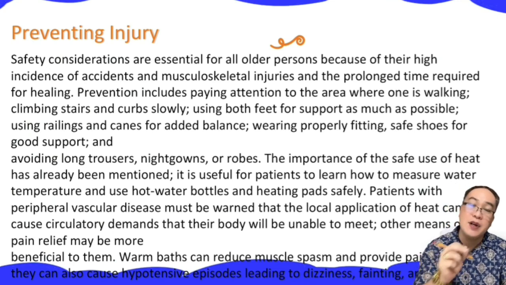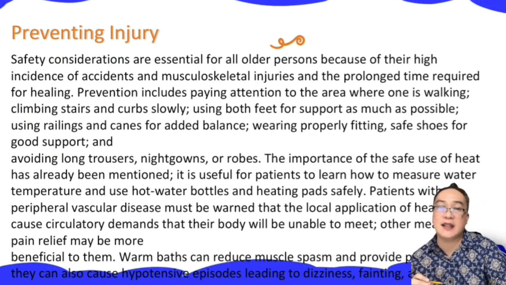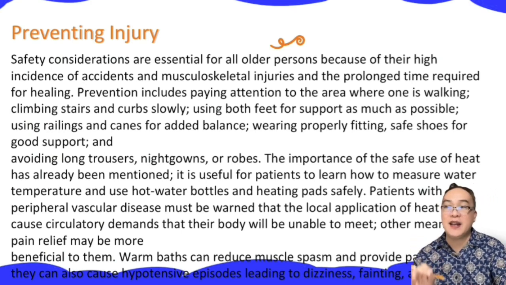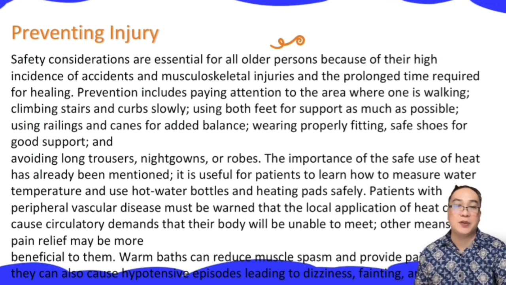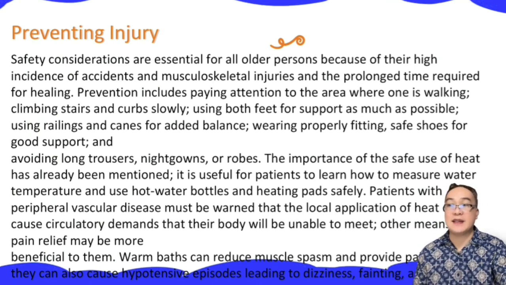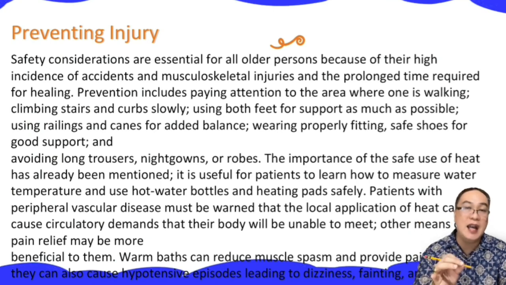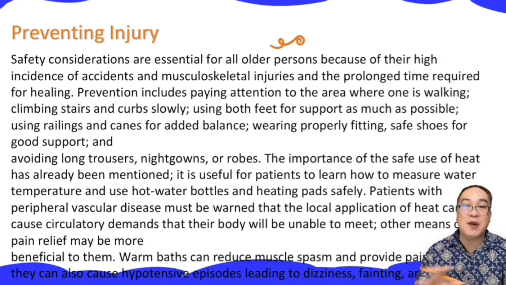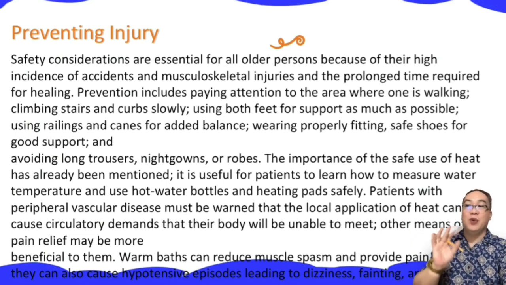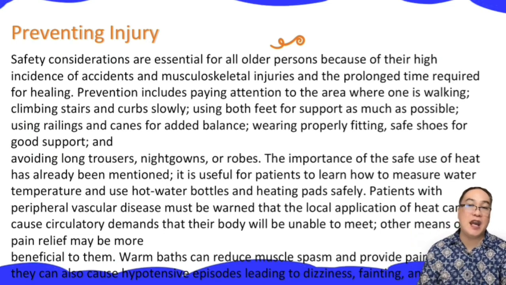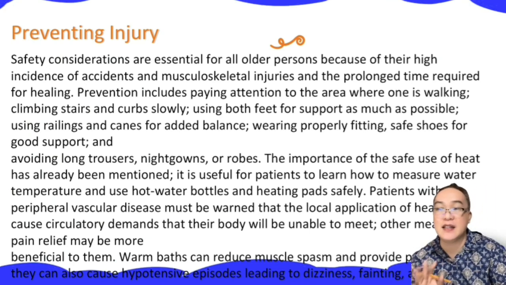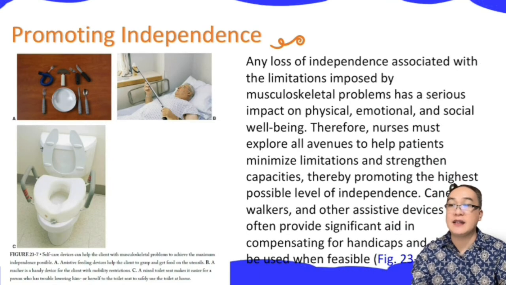The last nursing consideration in musculoskeletal conditions is promoting independence. Any loss of independence associated with the limitations imposed by a musculoskeletal problem has a serious impact on physical, emotional, and social well-being. Therefore, nurses must explore all avenues to help patients minimize limitation and strengthen capacities, thereby promoting the highest possible level of independence.